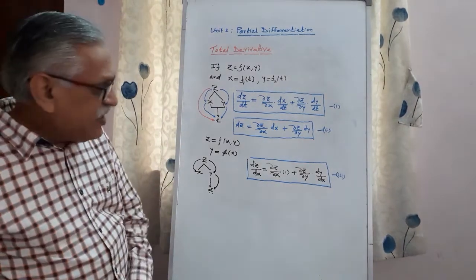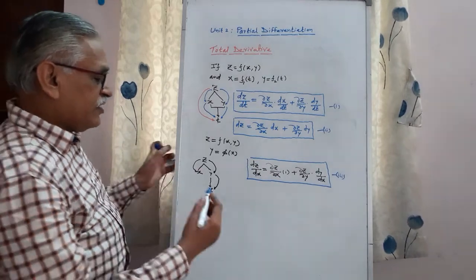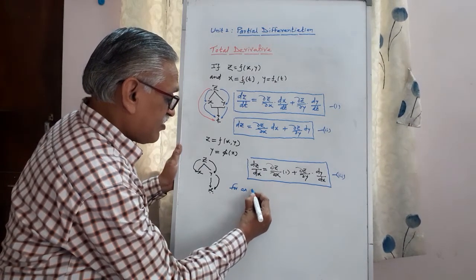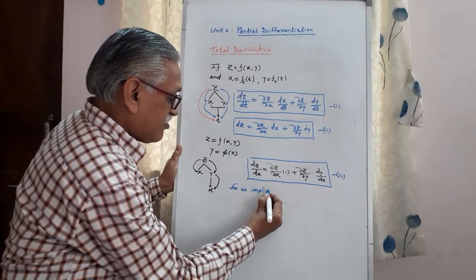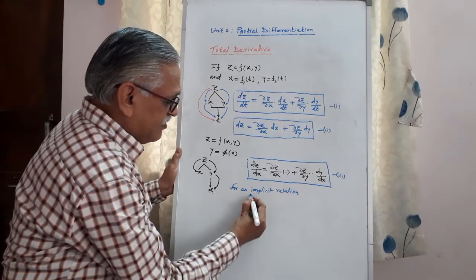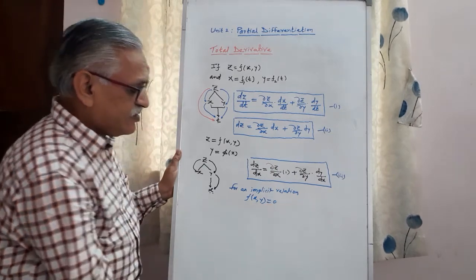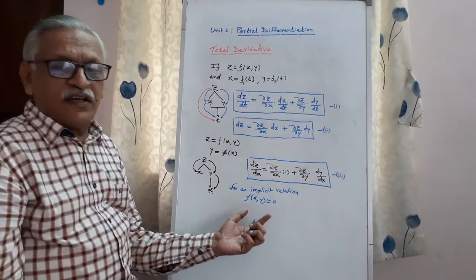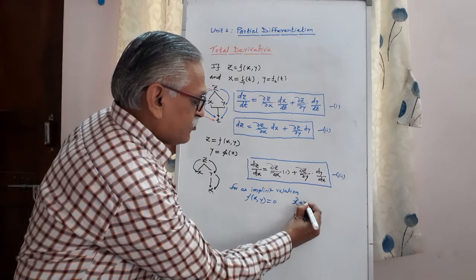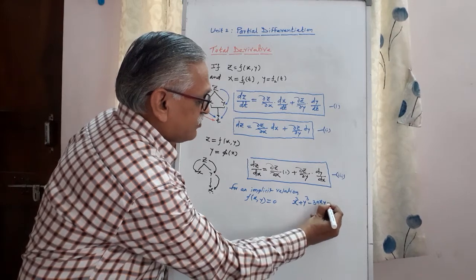And we have a fourth case. In case of an implicit relation, the general form is f of x, y equals 0. That type of function is said to be an implicit relation. For example, I will write x cube plus y cube minus 3axy is equal to 0.